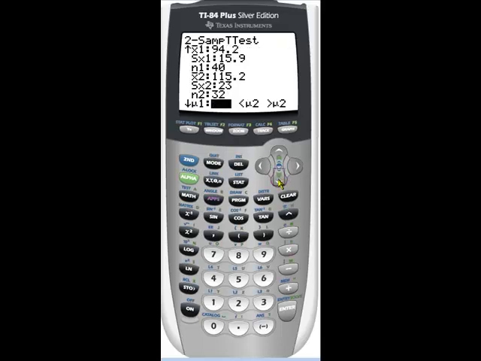Now we are doing a left tail test. We're testing that mu1 is less than mu2. So I make sure I select that, and that's pretty straightforward.